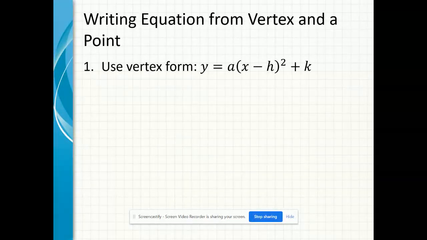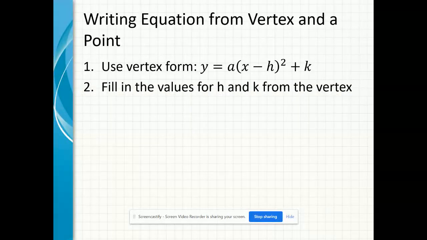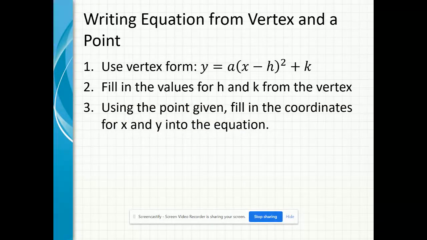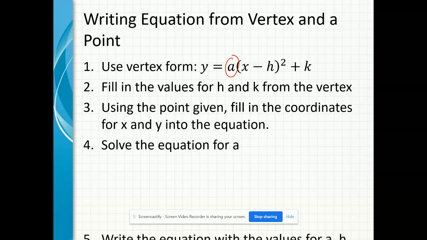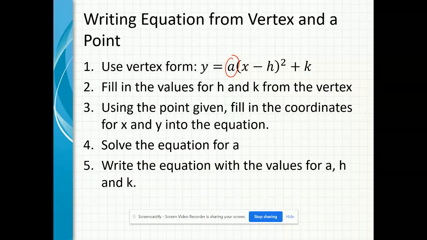All right. So here are your steps. Use your vertex form. They're going to tell you h and k. They're also going to tell you x and y. So now it literally is just a matter of plug in. The only thing you don't have here is your a. And then once you find a, all you're going to do is go back into the equation and write the values for a, h, and k.